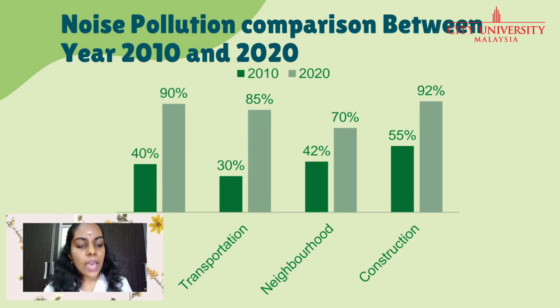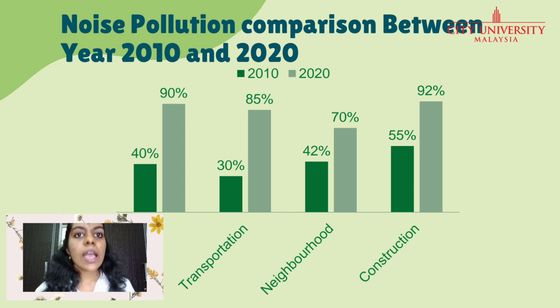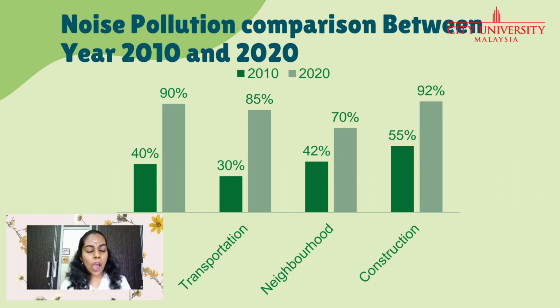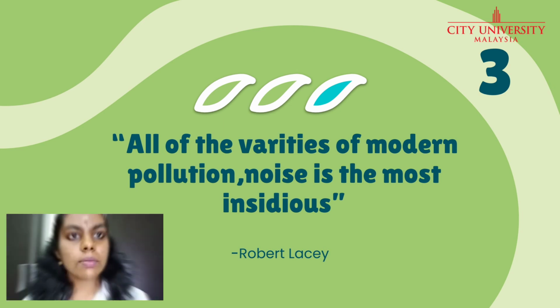As we can see, this is the graph of statistics of noise pollution comparison between year 2010 and 2020 in Malaysia. As you can see, the sound pollution in the year 2010 is way less than it is in year 2020. This pretty much proves how much man has made disruption to this earth by polluting it with sound.